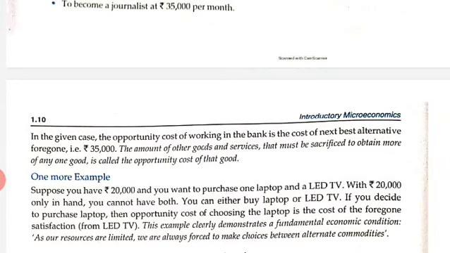Suppose you have another example. Suppose you have 20,000 in your hand and you want to purchase a laptop and an LED TV. With this 20,000 we cannot purchase both, so you need to buy only one. You decided to buy a laptop. Then the opportunity cost of choosing the laptop is the foregone satisfaction from the LED TV. Since you have chosen to purchase a laptop, you have to forgo the satisfaction that you would get from the LED TV.